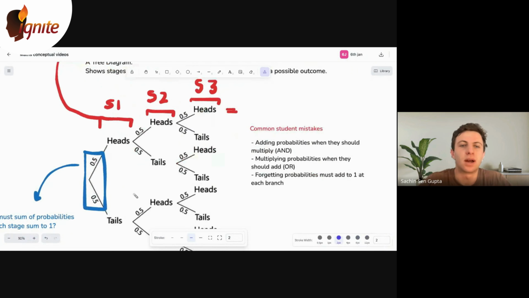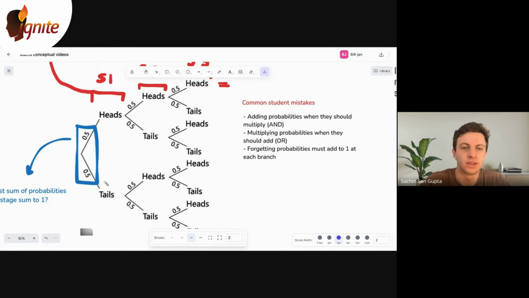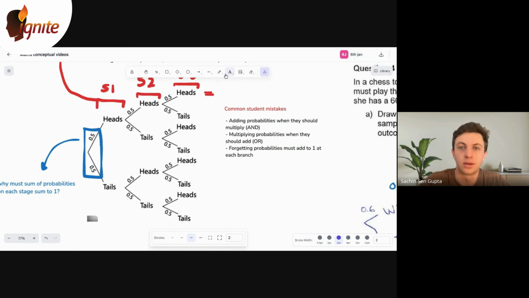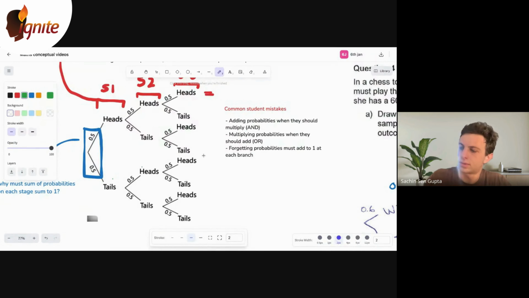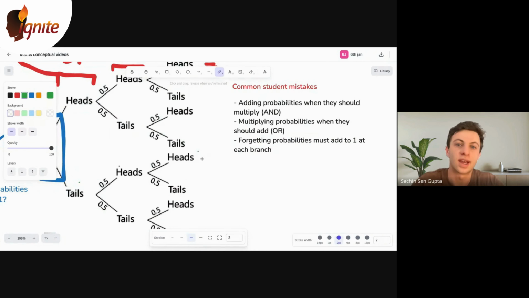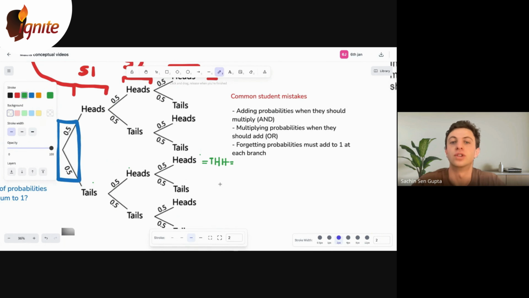So imagine we flipped tails, then heads, and then a head again. So we flip the tails, 0.5, then heads, and then a head again. Now, what's the probability of tail, head, head actually occurring? Following that path along, tail, head, head is THH. What I really recommend is actually calculating each of these at the end. So what does it equal? 0.5 times 0.5 times 0.5, or 0.5 cubed.